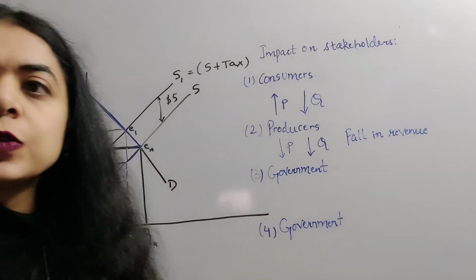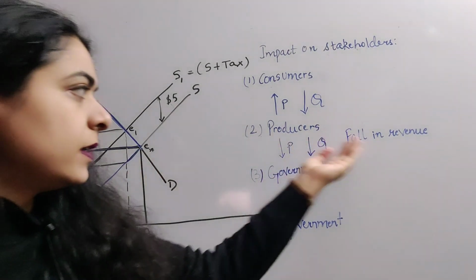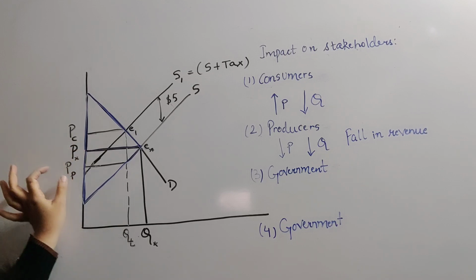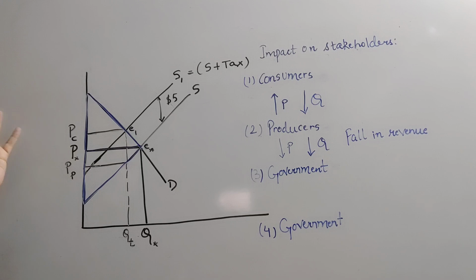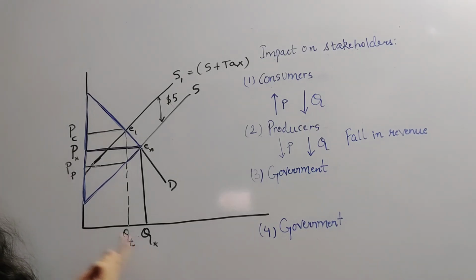Then let's talk about producers. Overall, producers are worse off, reason being a fall in their revenue, because earlier they were getting this price, now they are getting a price of PP, which is less by the amount of tax, and at the same time there is a fall in the quantity that they are selling. So again, they are at a loss. Overall, there is a fall in revenue for the producers.